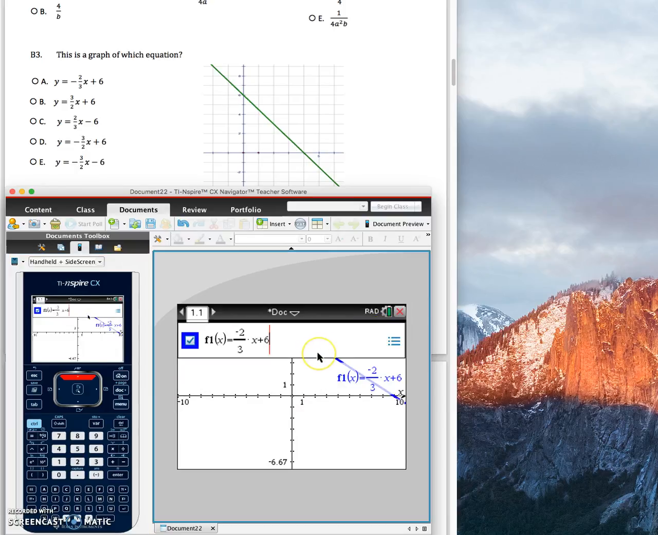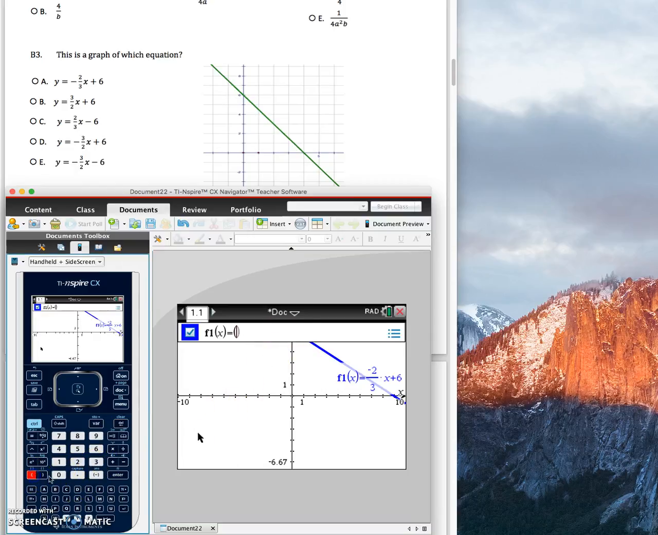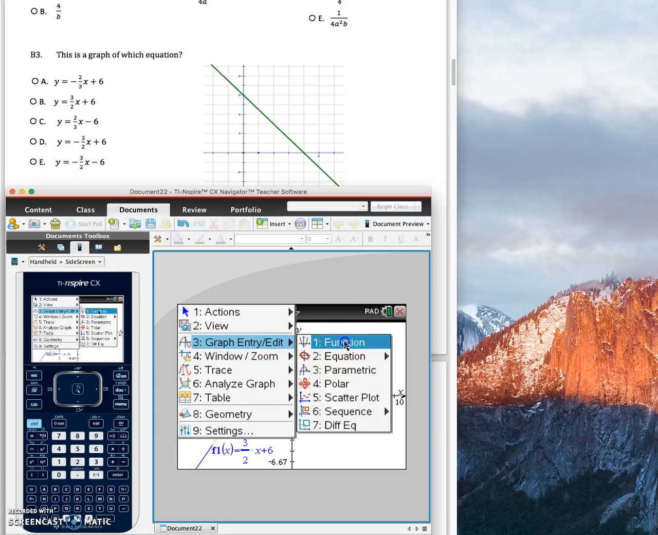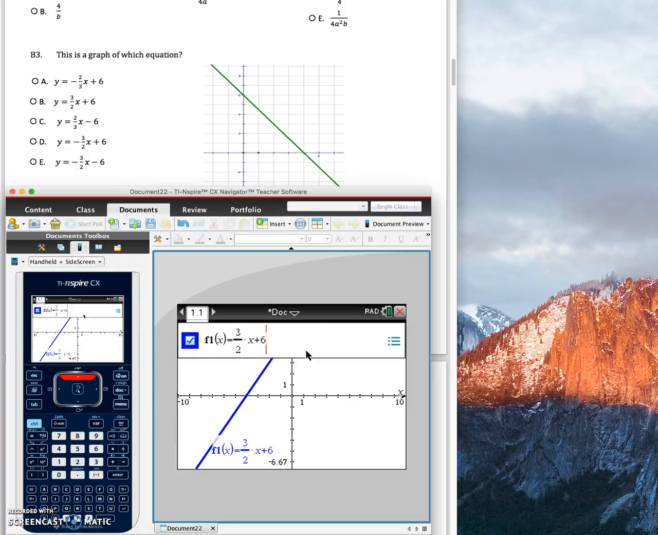So let's go ahead and go back to menu, graph, function. Let's just arrow up, get rid of all this and start over. And we've got, let's put in parentheses, 3 divided by 2, close parentheses, x plus 6, enter. Notice this guy's going the opposite direction. Instantly we know this is wrong. So let's go back to menu, graph, function, arrow back up.